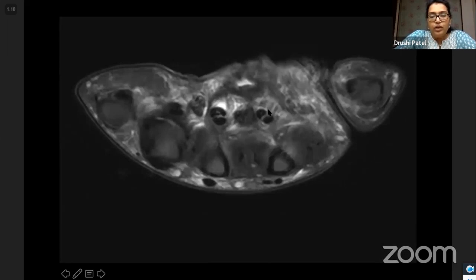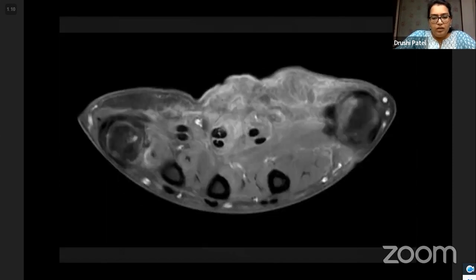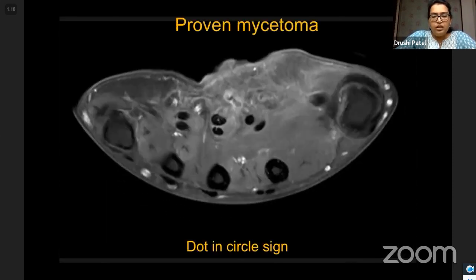Those are known as dot in a circle sign, where the dark foci is the fungus, the surrounding bright is the granulation tissue or the response, and then that may be further encased by a fibrous septa, which is not much appreciated here, but you can appreciate the dark foci and surrounding bright rim. So that is the dot and circle sign for mycetoma or actinomycosis.